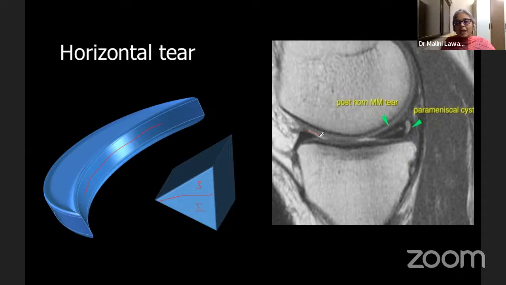This is the normal anterior horn of the medial meniscus. And here you can see this is the posterior horn of the medial meniscus. And you can see this linear bright signal reaching the articular surface inferiorly, and there is an associated small parameniscal cyst because of synovial fluid going into it but not coming out due to a ball valve mechanism.